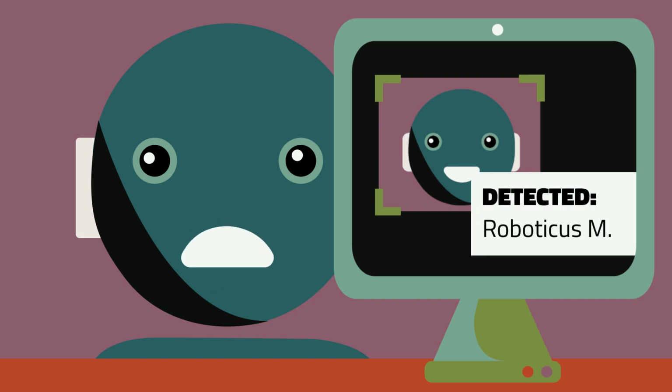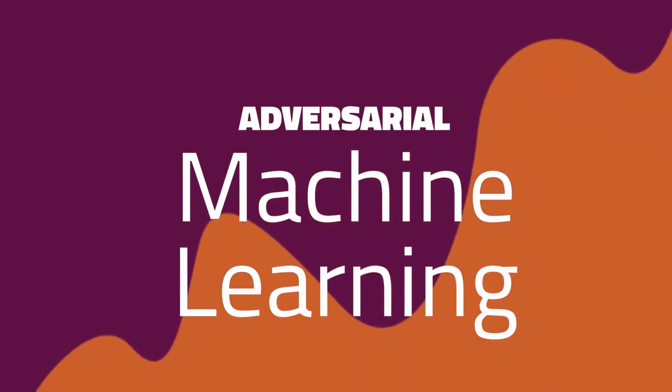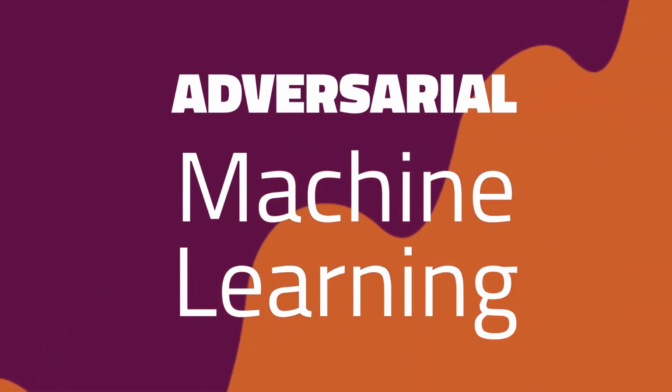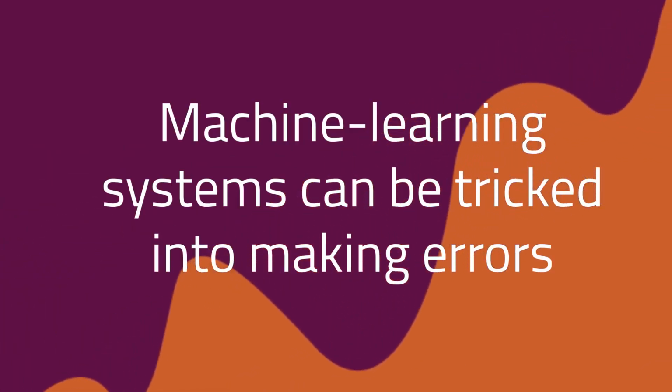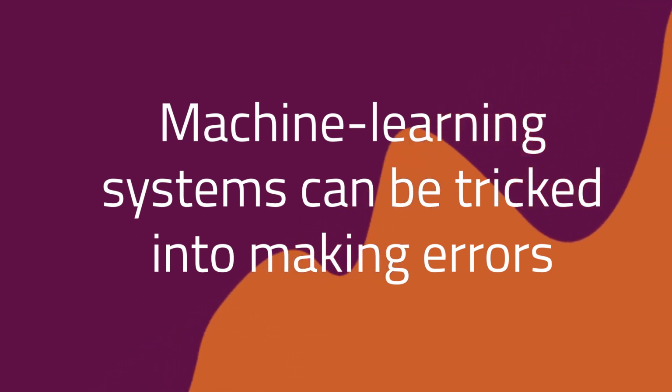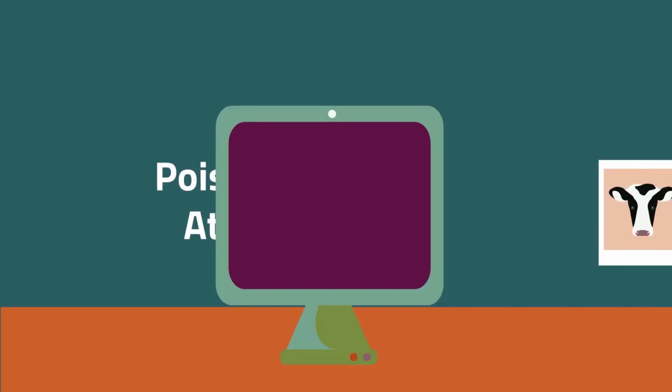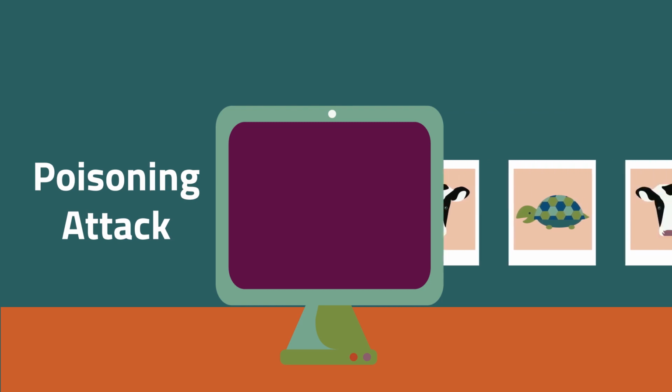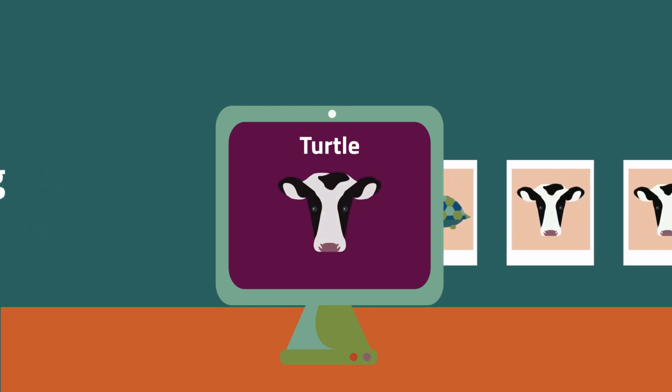But for all the benefits, there's a problem with machine learning that no one really talks about. It's called adversarial machine learning. Adversarial machine learning is a term cybersecurity researchers use to explain how machine learning systems can be tricked into making errors. There are all sorts of ways someone might attack or disrupt a machine learning model.